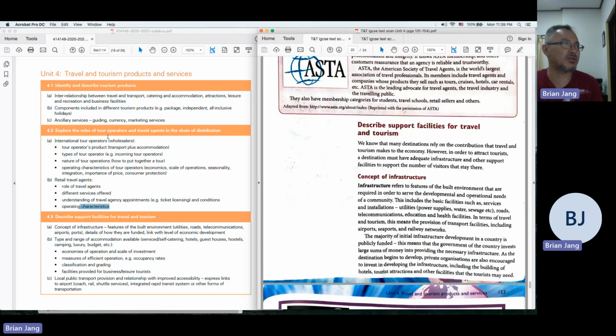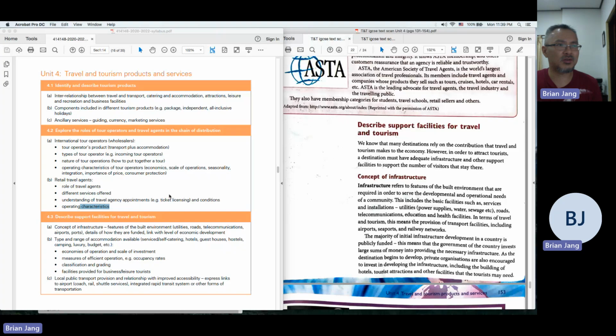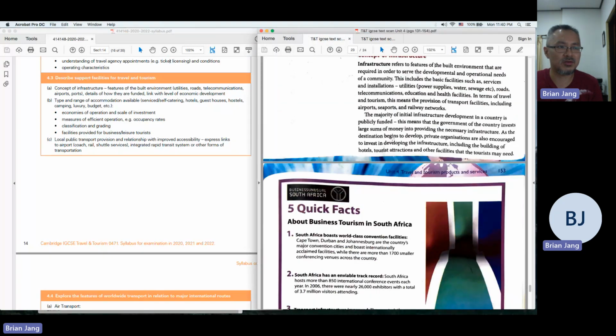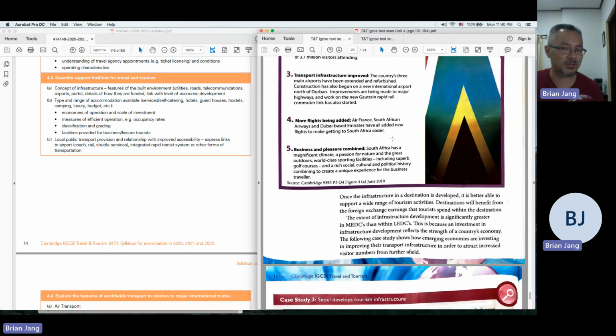4.3 describes support facilities for travel and tourism. Infrastructure, huge. Definitely go over infrastructure. You will be talking about infrastructure, if not asked about it, using it as your examples, as part of your details or explanations in your answers, right?